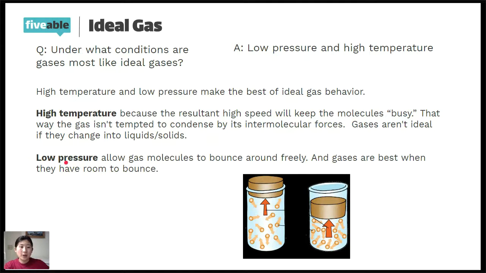All right, about low temperatures, low pressure. Sorry, I'm reading everything wrong right now. Forgive me for that.